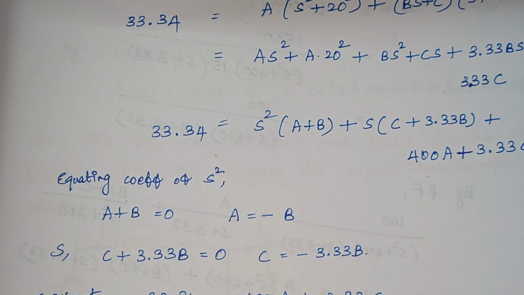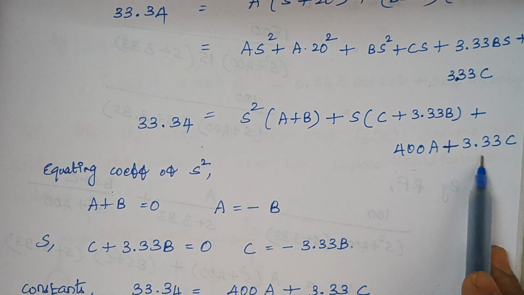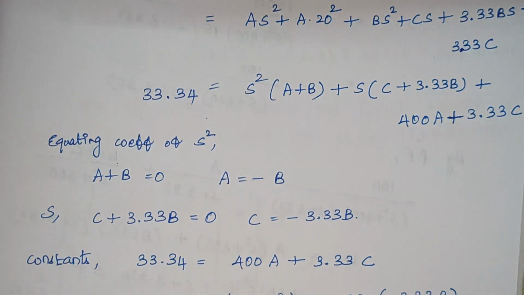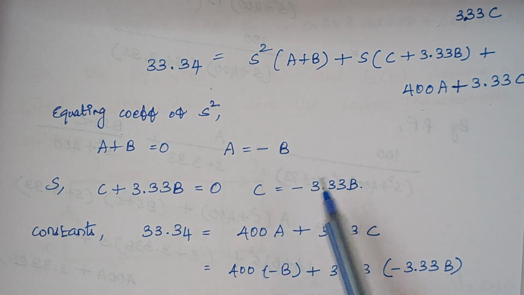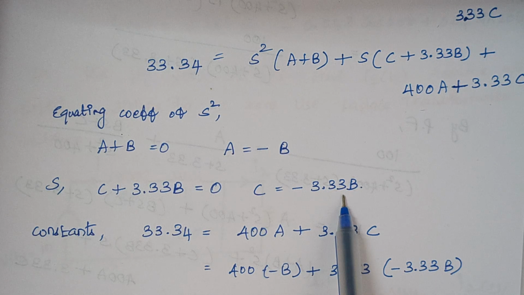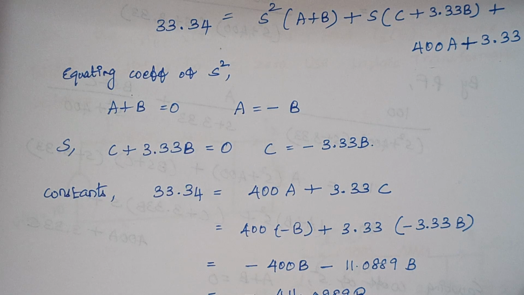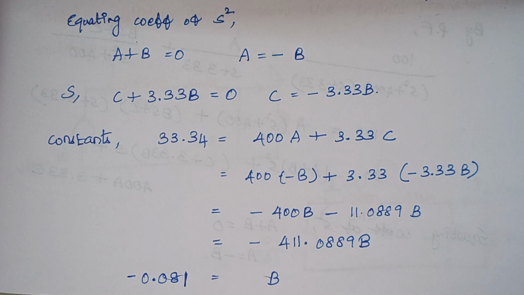Right. The final step is we are going to equate the constants. That is 400A plus 3.33C is equal to, here the constant is 33.34. Right. So just equate it. The value of A is nothing but minus B and the value of C is nothing but minus 3.33B. So just substitute the values here. In the place of A it is minus B, in the place of C it is minus 3.33B. Right. So just multiply, solve, and finally the value of B is nothing but minus 0.081.